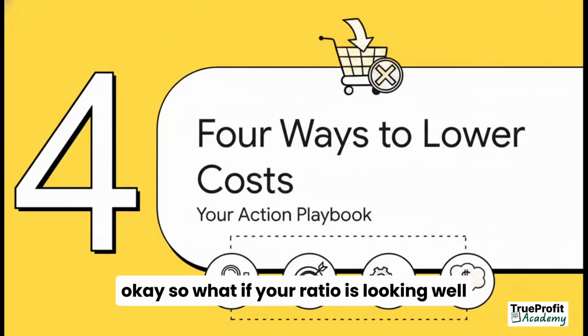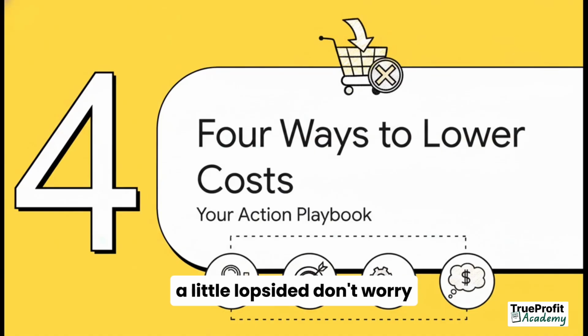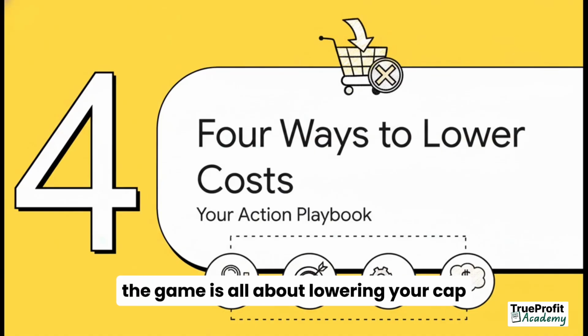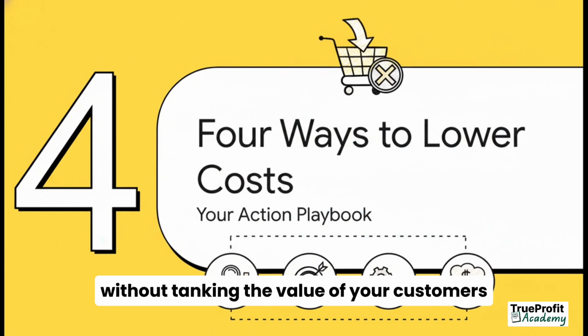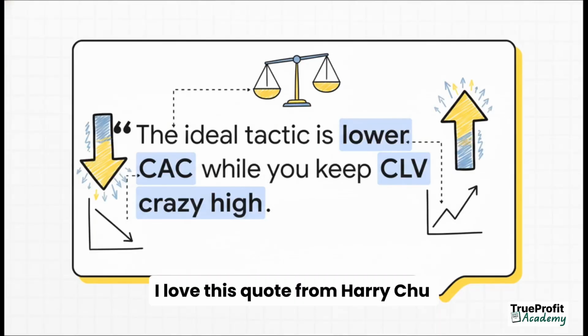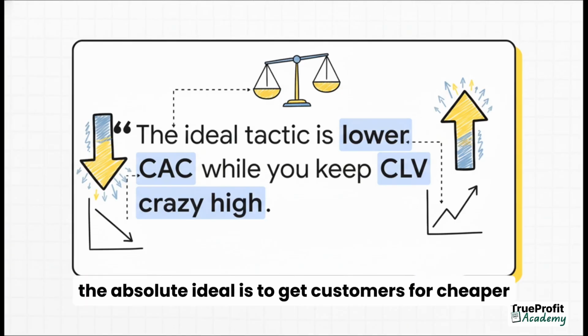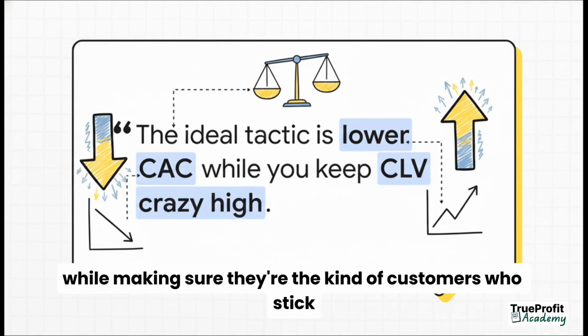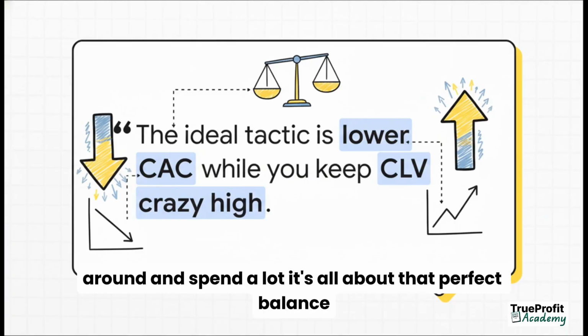Okay, so what if your ratio is looking, well, a little lopsided? Don't worry, the game is all about lowering your CAC without tanking the value of your customers. So let's run through a few proven strategies to help you do just that. I love this quote from Harry Chu, the founder of TrueProfit. He just nails it. The sweet spot, the absolute ideal, is to get customers for cheaper while making sure they're the kind of customers who stick around and spend a lot. It's all about that perfect balance.